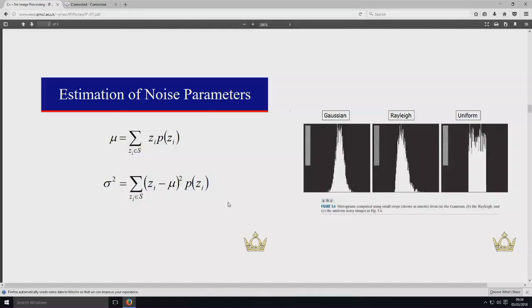So you can only do this in periodic noise filtering. You can't do that. No, not periodic, any noise. If you can extract all the noise, you can use this to find the mean.